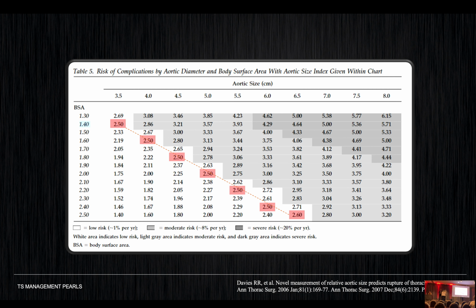The difference between them is that in non-Turner's genetic aortopathy, with an ASI of 2.5, you have a very low risk. And in Turner's genetic aortopathy, with an ASI of 2.5, if you're older than 15, your risk is extremely high, greater than 80%.